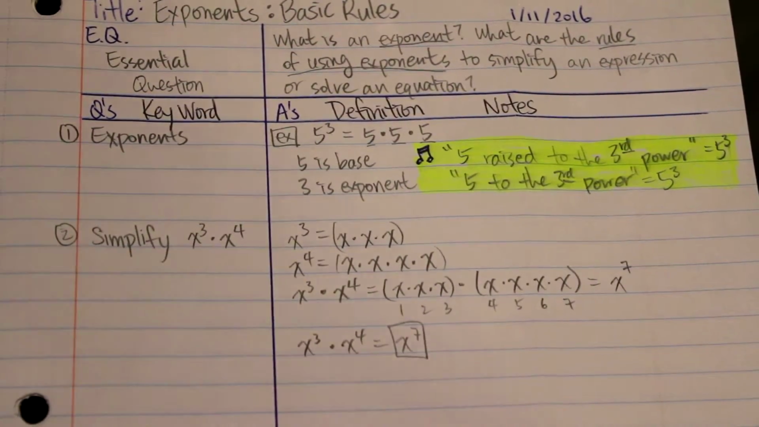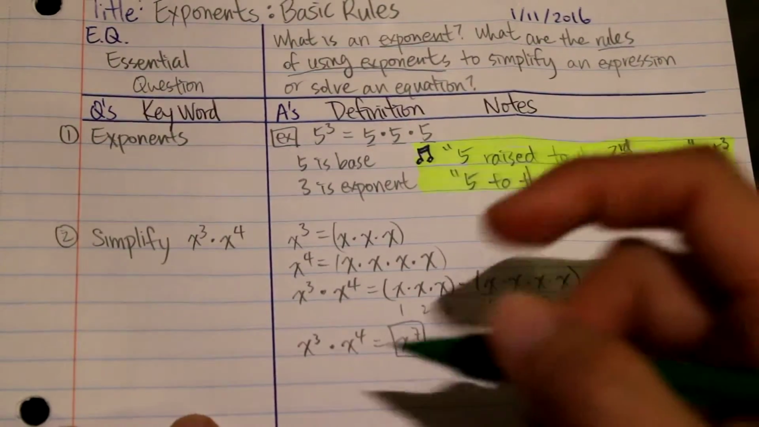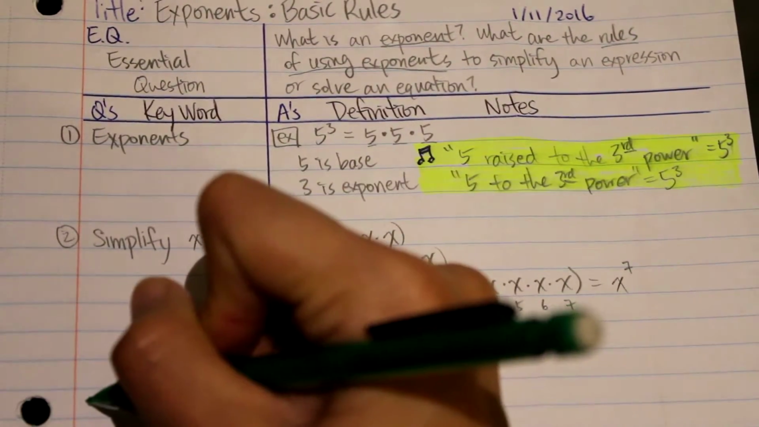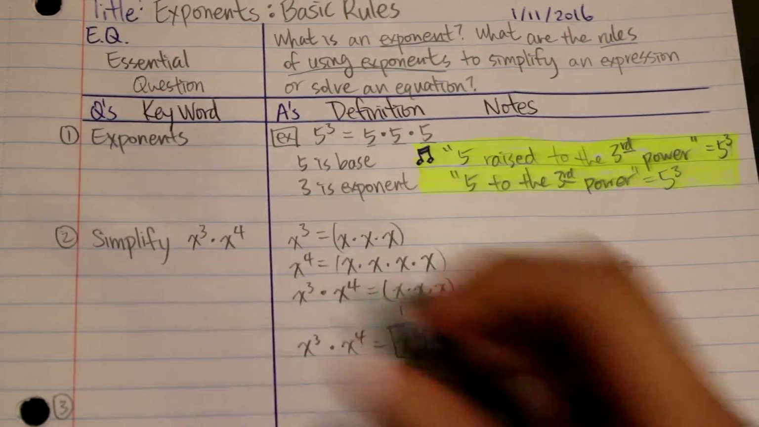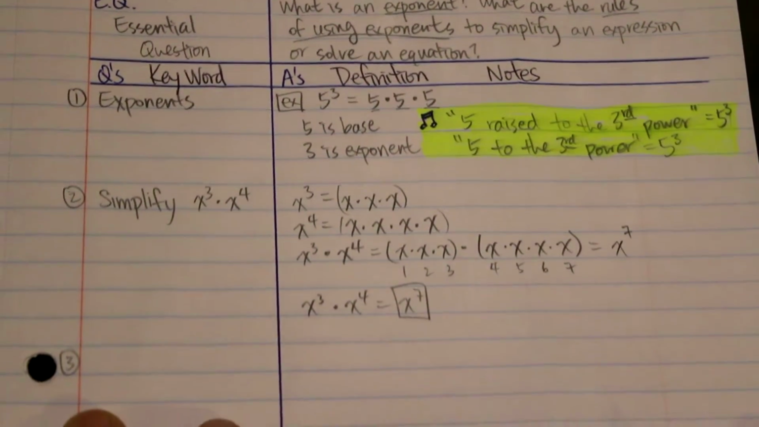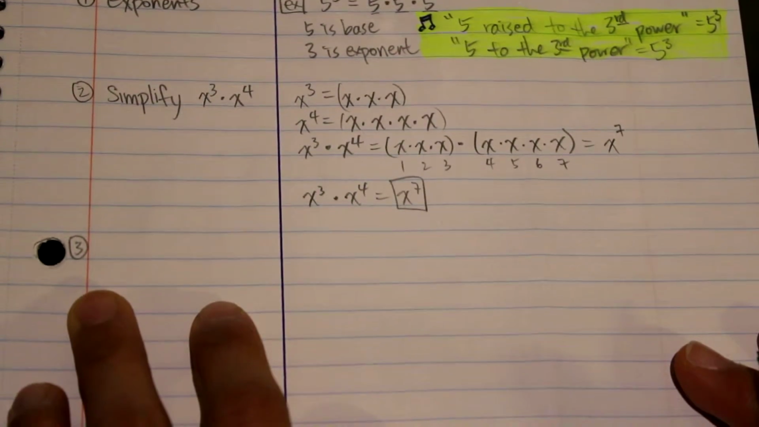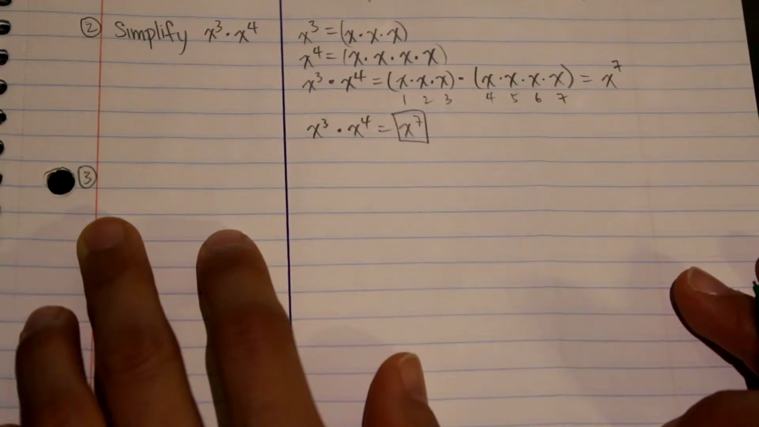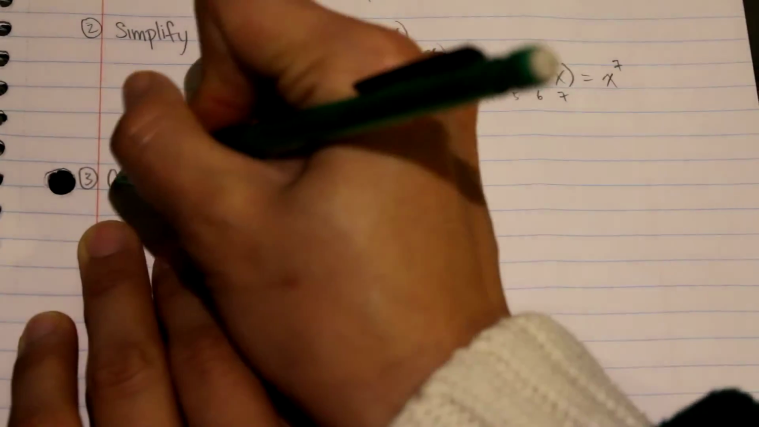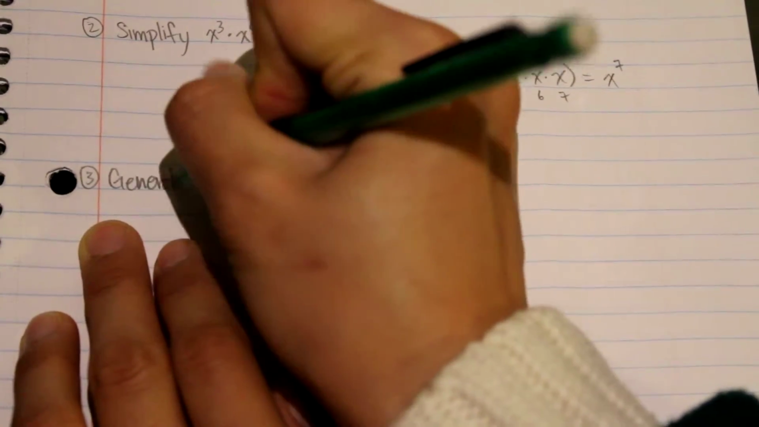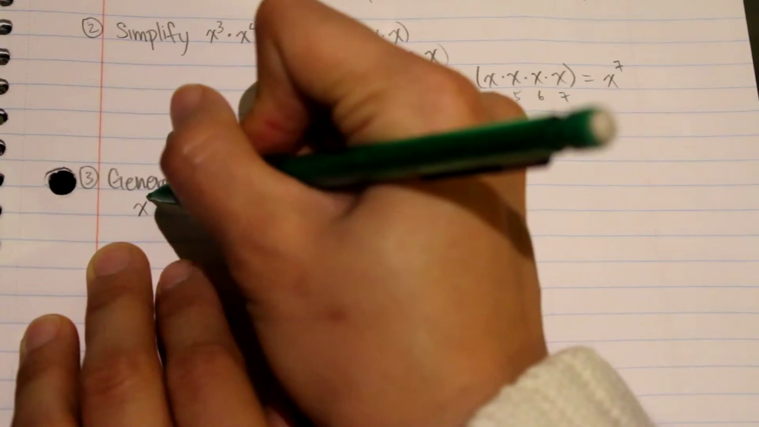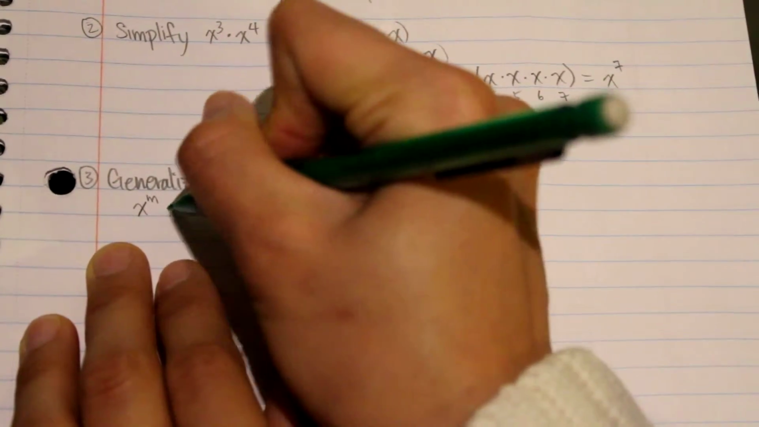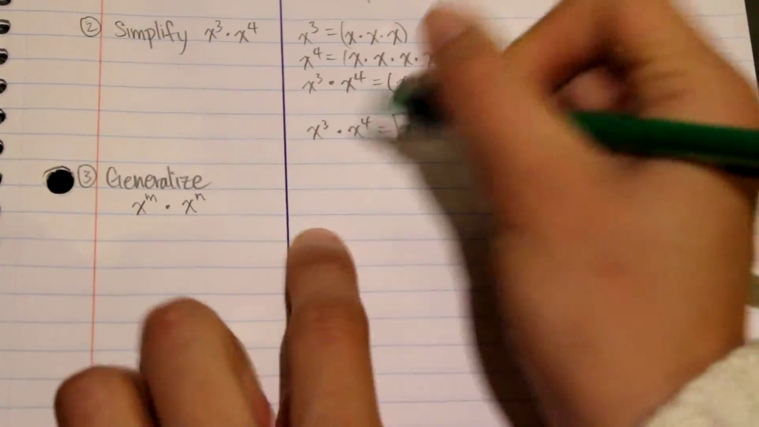So let's generalize that idea, that rule. Let's keep that under the same title. I'm going to shift up a little bit so that we can make sure we see everything. Okay, so generalization of the rules that we just saw, of the problems that we saw above. So x to the m power times x to the n power.